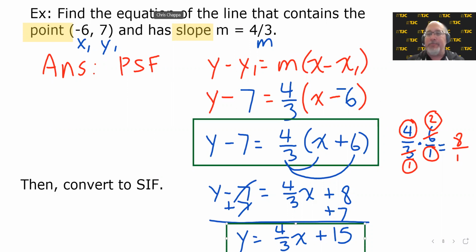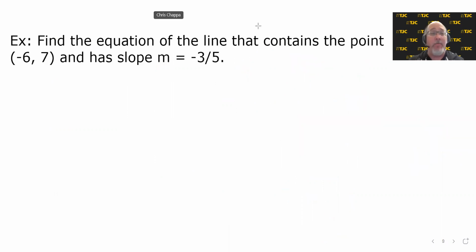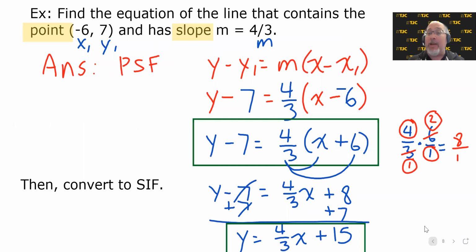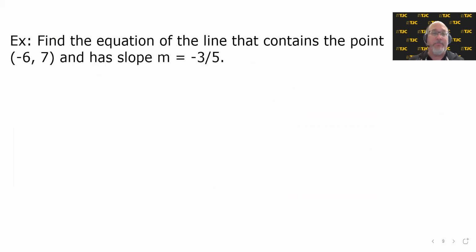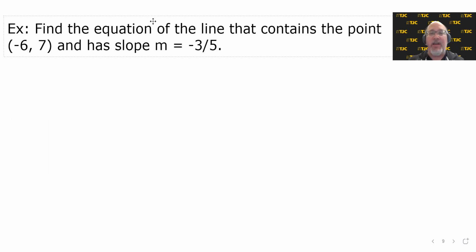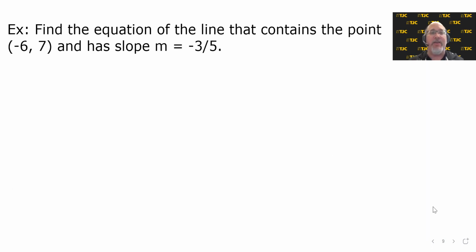Let's take a look at another, because I'd be lying if I said all of them went that smoothly. And when I say smoothly, I mean when I multiplied the slope times 6, the fraction 4/3 times 6, it came out to be a whole number. Not always the case. Find the equation of the line that contains the point -6, 7 and has slope m equals -3/5. Well, this is going to set up the same way.